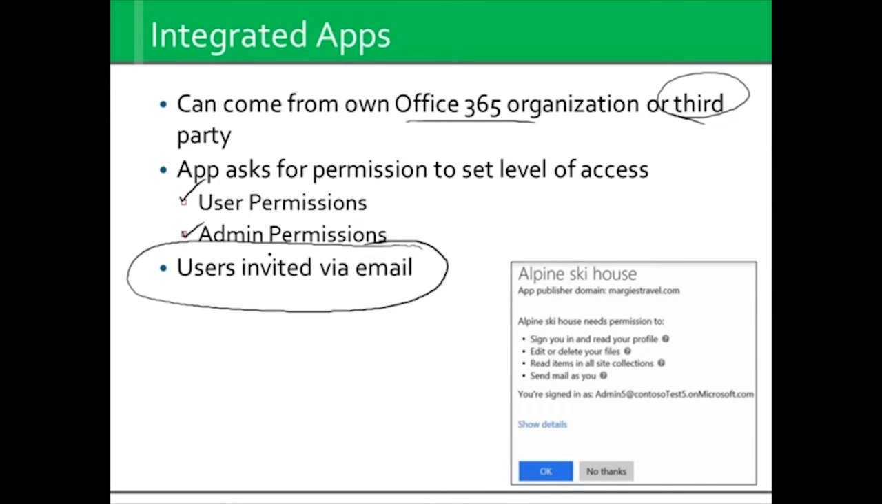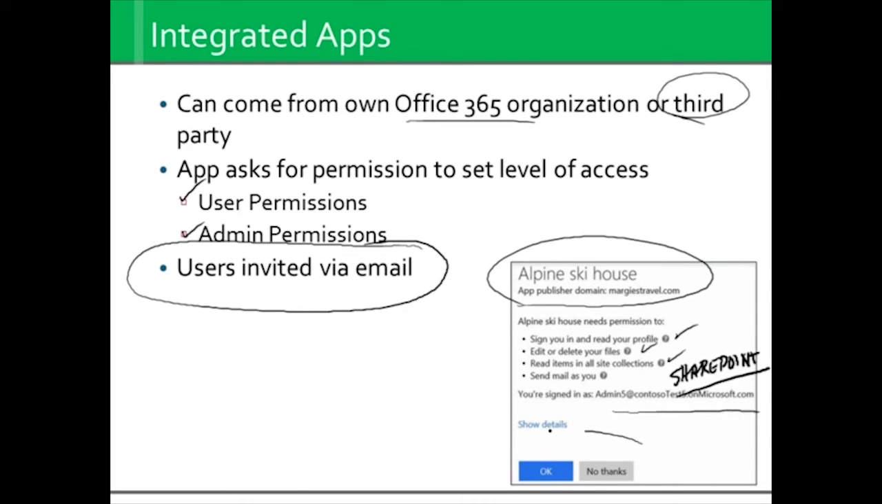So here's an example. We have a third-party app that I found. And you'll see this is Margie's Travel, and it's an alpine ski house. And when you bring it on, it needs your permission to sign you in, read your profile, edit and delete your files, read the items in your site collections, which is SharePoint, Sway, if that is a new technology to you, and it sends mail as you. It tells you how you're signed in, and you have to tell it okay or no thanks. So this is just an example of a random app, but this is a very common example of what it might ask you.